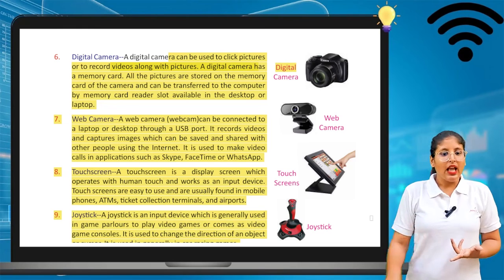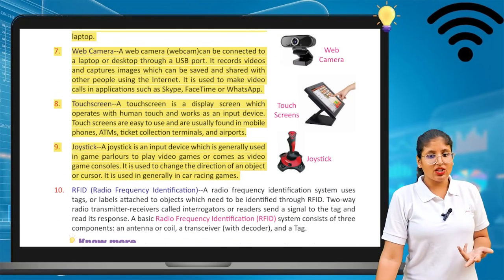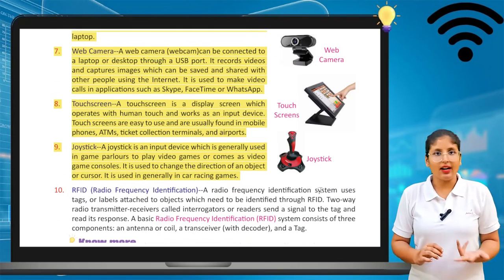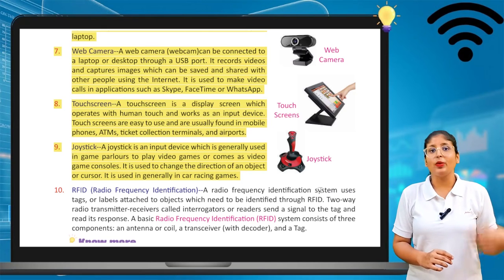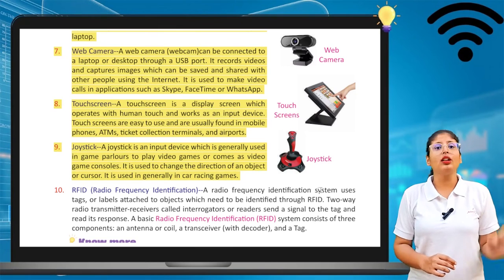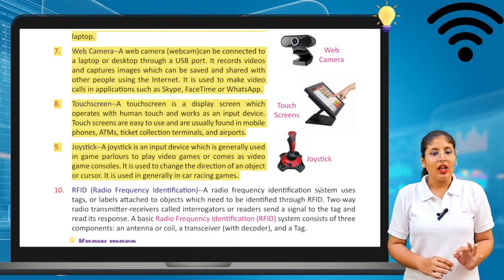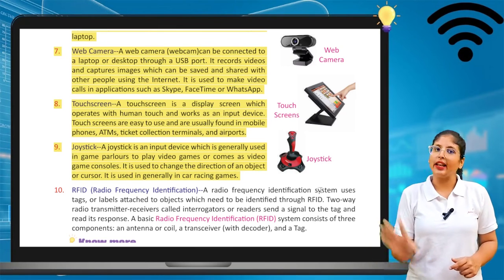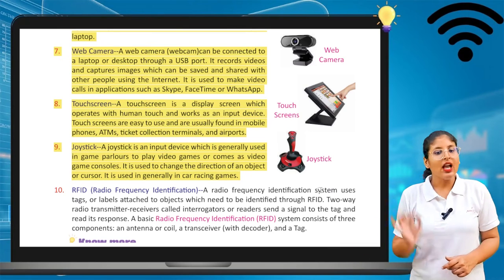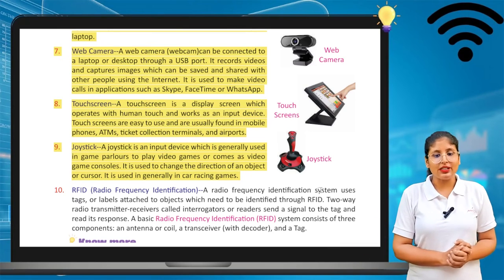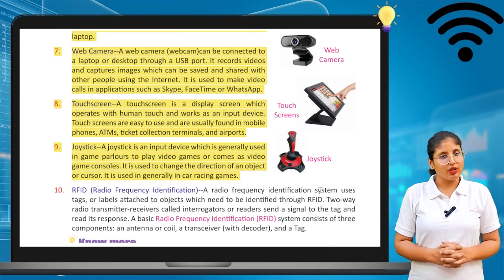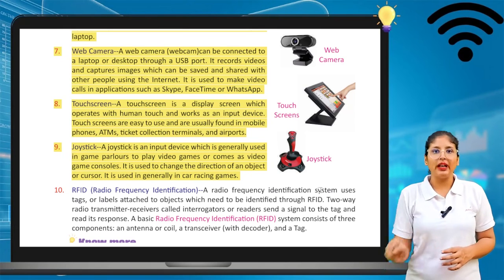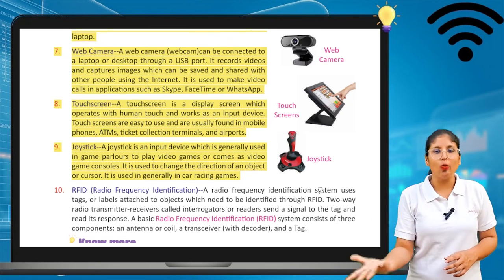Okay. Next is the touch screen. Touch screens are very popular nowadays. Computers, laptops, tablets and mobile phones all come with a touch screen mode. We just have to click on the button and it opens up. A touch screen is a display screen which operates with human touch and works as an input device. You just touch it with your finger and it opens and works.